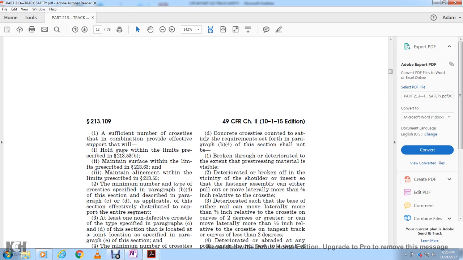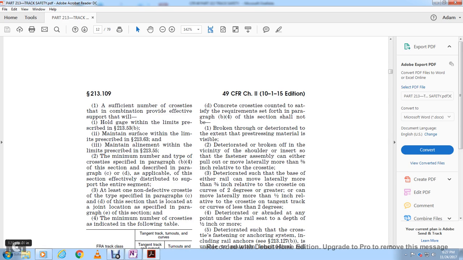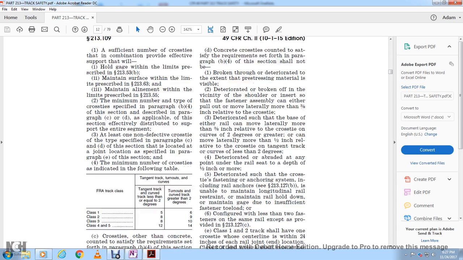The minimum number and type of cross ties specified in paragraph B4 and in the sections described in paragraphs C and D shall be effectively distributed to support the entire segment. At least one non-defective cross tie of the type specified in paragraphs C and D shall be located at each joint location specified in paragraph E. The minimum number of cross ties is indicated in the following table.